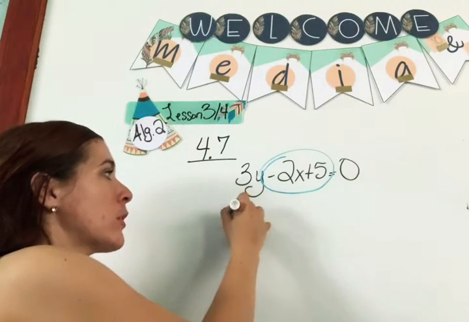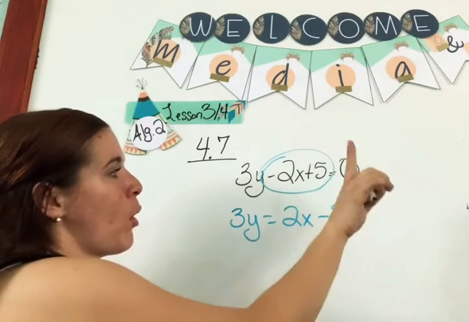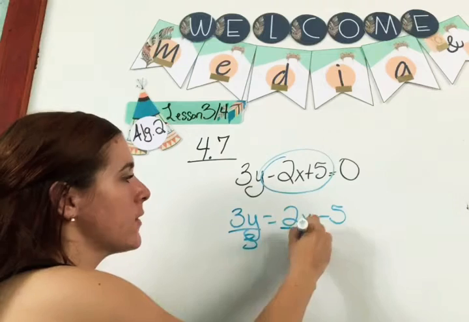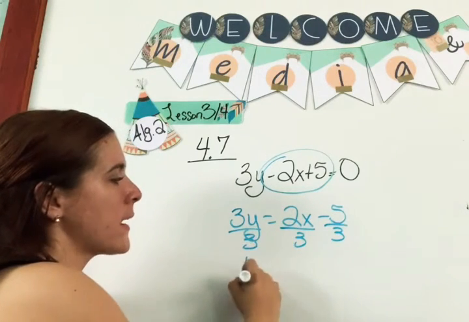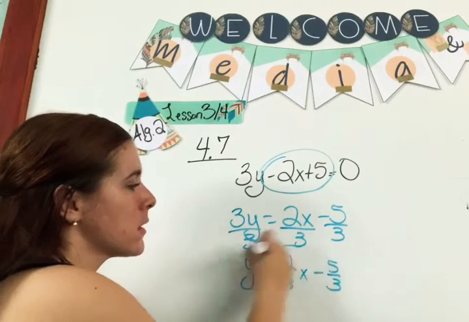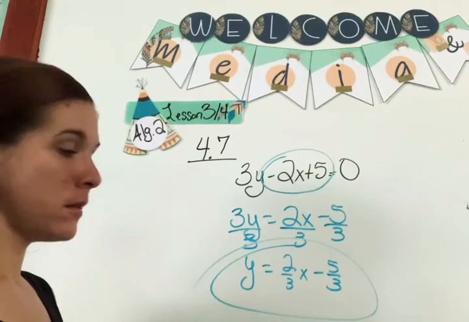So you're going to write 3y equals 2x minus 5, because you move them over. Then what are you going to do with the 3? Divide it. See how easy this is? Divide, divide. So your answer is y equals 2/3 x minus 5/3. Bada bing, bada boom. Done.